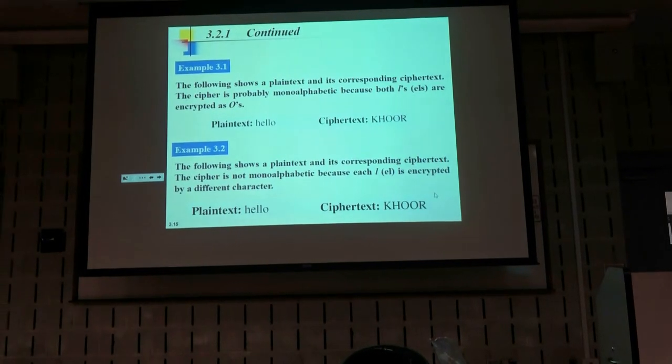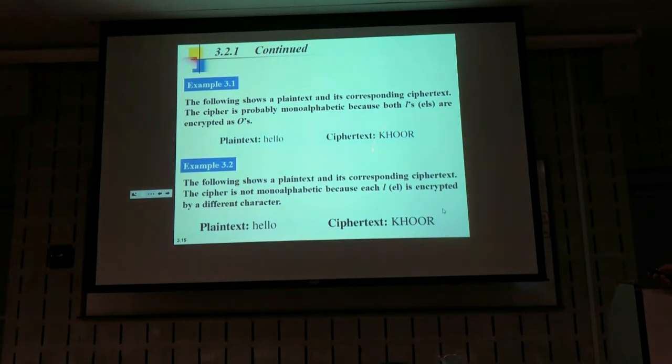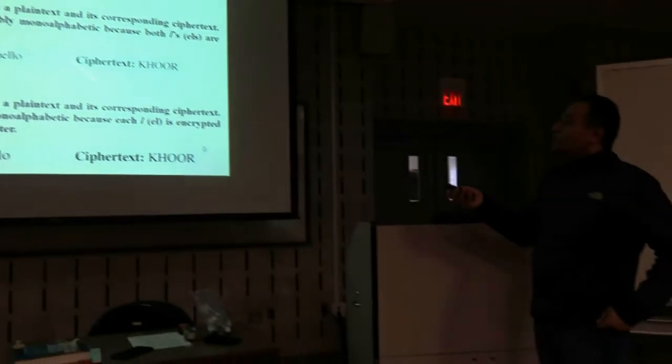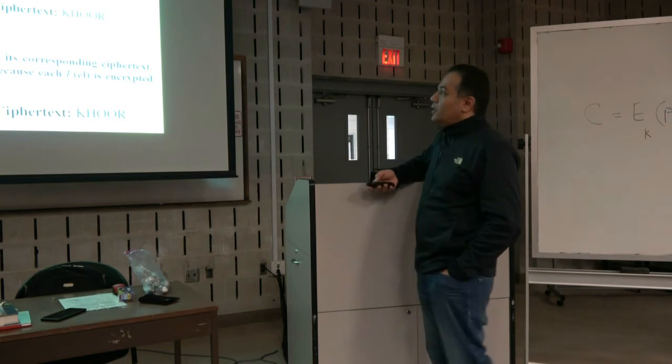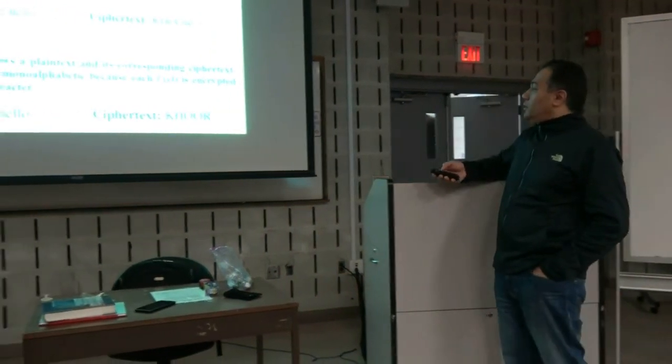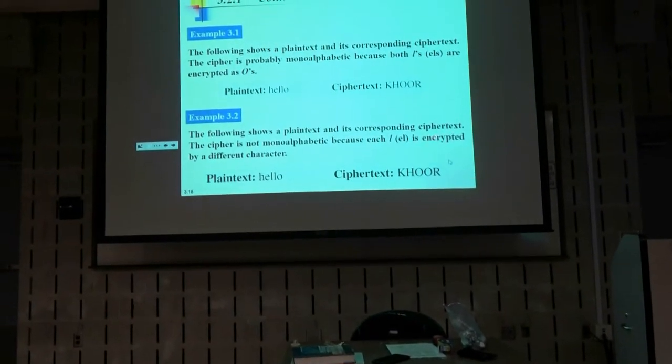So for example, in here, the plain text is hello. Every H is replaced with K, every E with H, and double L is replaced with double O. So that's a problem, because this already gives more information. Again, the cryptanalyst is trying to collect information. If you are using this kind of algorithm, then it's known that there is a repeated letter here.